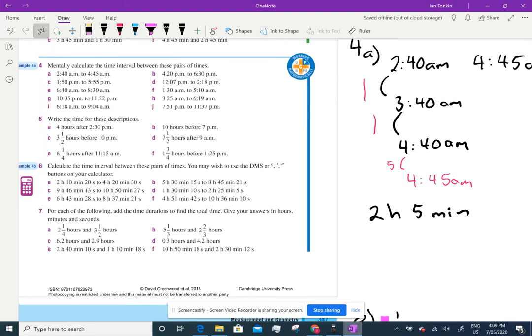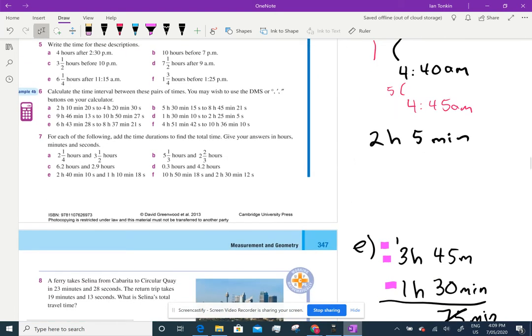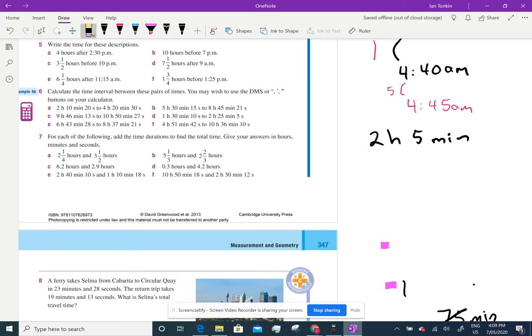Sometimes, so C will be the same. You do the same thing. You're going to go up hours and you'll have another 5 minutes. But I want to look at E. So let's have a look at E, because it's a little bit more difficult.